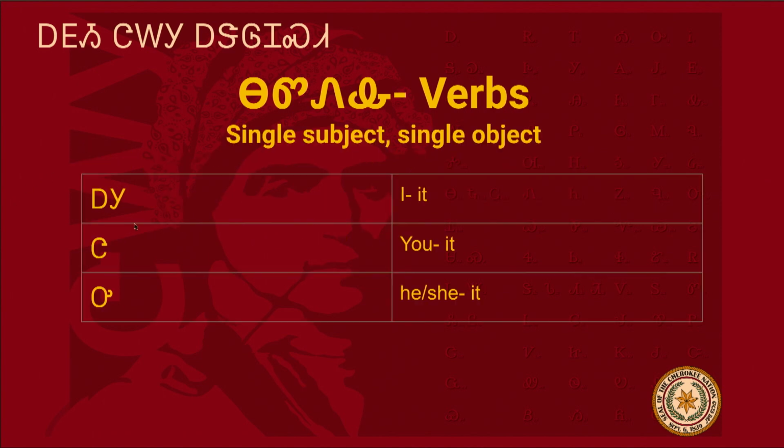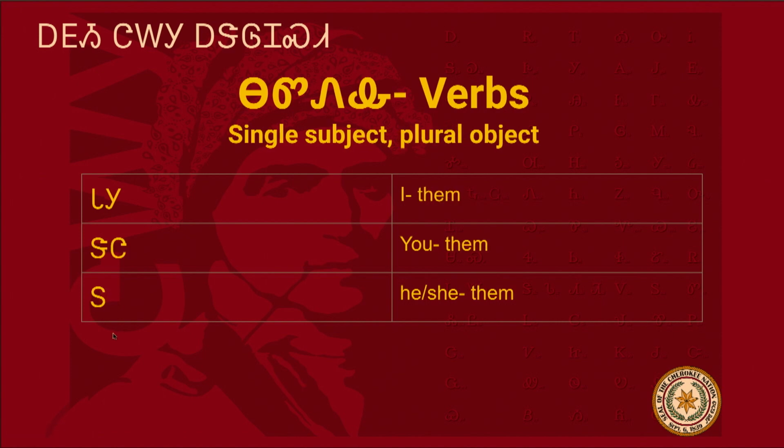So if we look at set B, the I prefix is agi, agi, agi, okay? The you prefix is ja, okay? And the he, she, or it prefix is u, u, okay? So you might be asking, what does that mean? That makes zero sense.